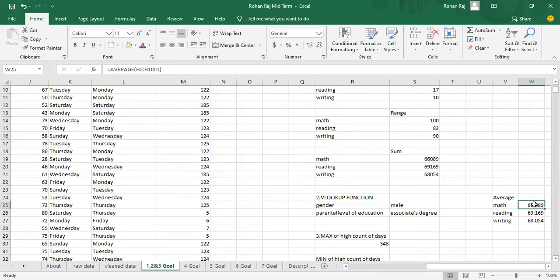And I also need to find the average of the three subjects like math, reading, and writing. We just use the average function for this solution. You can find over there, by selecting the respective column.